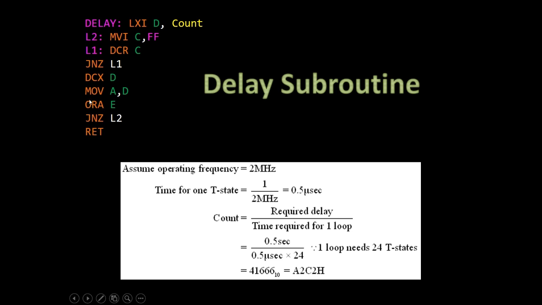If it is not 0, then the Z flag is still 0, and the code again proceeds to L2 and goes through the same steps until the DE register pair becomes 0 and the Z flag becomes 1, and the code proceeds to the return. So this is what happens in delay. The higher the value of count, the more the DE register pair will go through this loop, and the more the delay will be.